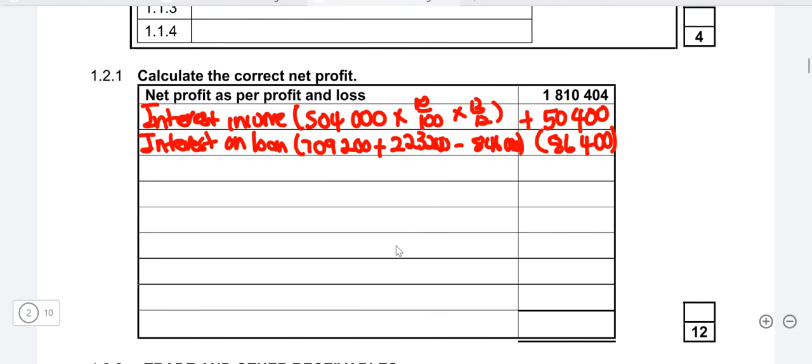You've shown how you got your answer. Now, one thing that is also important when you deal with such questions is that you need to show how you got your calculations. Very, very important.